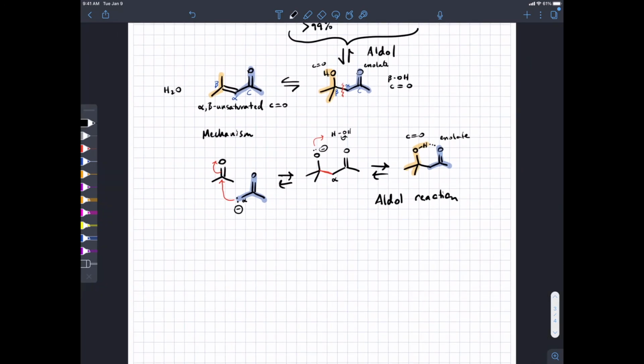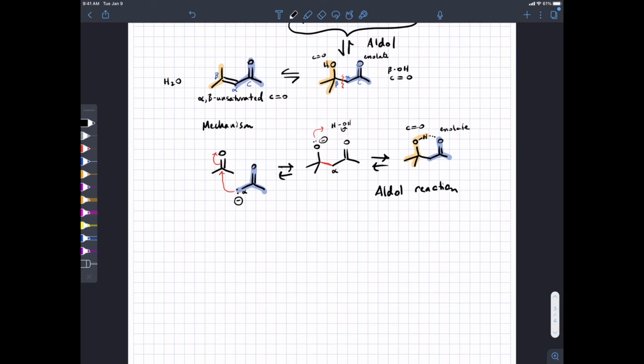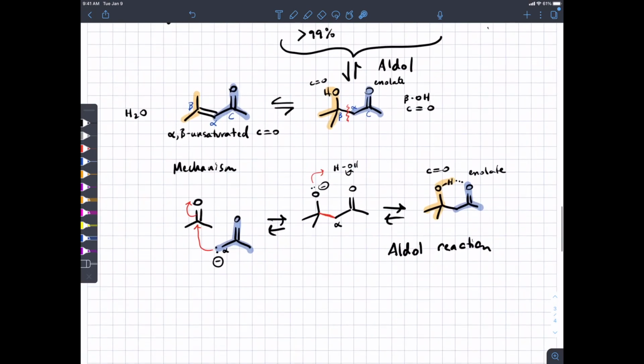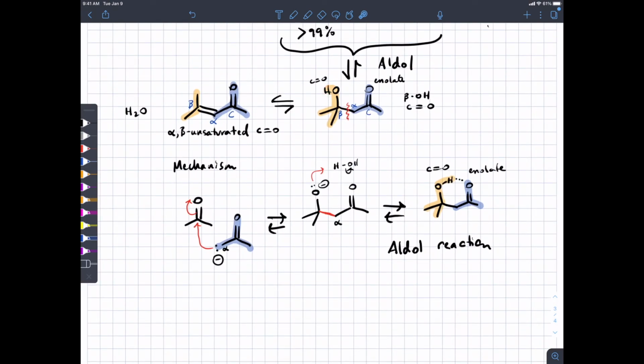But it's not an E2 reaction, in part because the thing that would have to leave is OH minus, and that's not a great leaving group, and we're under basic conditions, so there's no protonating it to form a better leaving group. But E1 isn't an option because OH minus isn't going to leave to give a carbocation.